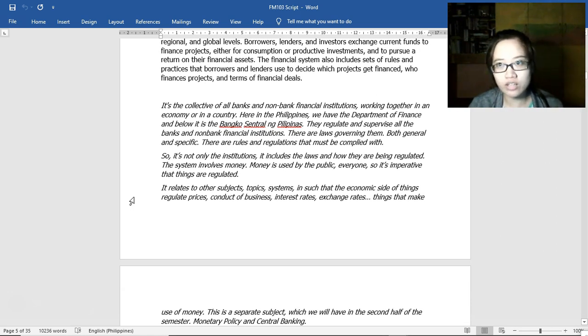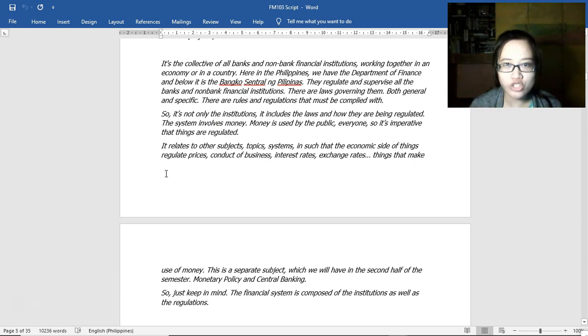So we have general laws, which basically cover all financial institutions, and then we have specific laws for banks, for pawn shops, for foreign exchange. Okay, there are certain specific laws, so there are rules and regulations that must be complied with. So it's not only the institutions, it also includes the laws and how they are being regulated.